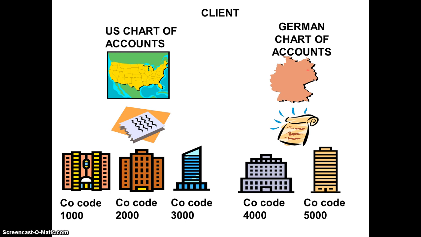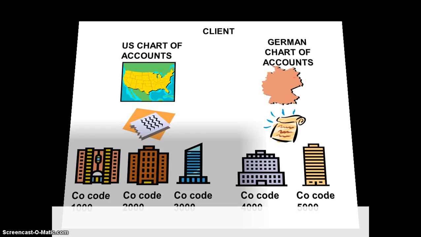Now we are taking an example here. We are considering the US chart of accounts as one particular chart of accounts and the German chart of accounts, because we have different rules and regulations for Germany and different rules and regulations for the US. So obviously we have to maintain two different charts of accounts, and we will assign them to company codes. Company codes 1000, 2000, 3000 are in the US, so they follow the US chart of accounts, and company codes 4000 and 5000 are in Germany, so they maintain the German chart of accounts.